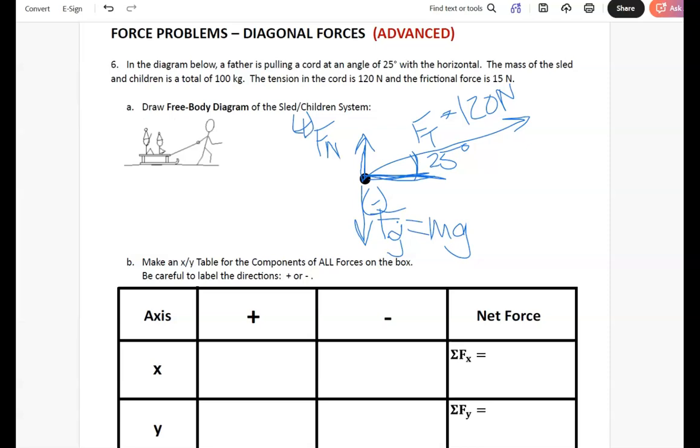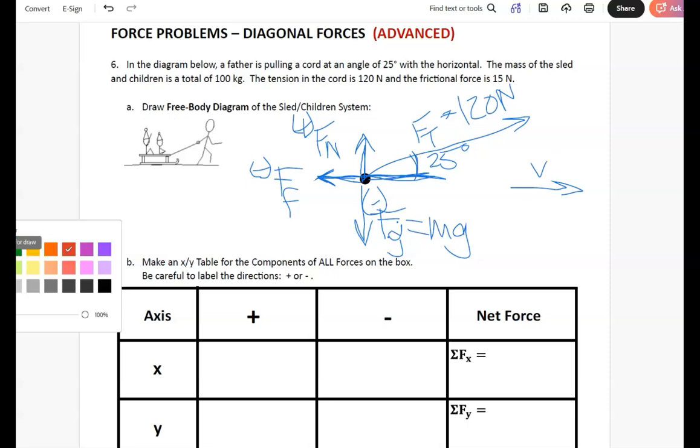All right. You also are told there's a frictional force. Frictional force is between the sled and the snow or ice, and that's pointing in the opposite direction that the sled is moving, and that would be in the negative direction. And the movement of the sled is horizontally, so we can make a little note that it's moving to the right.